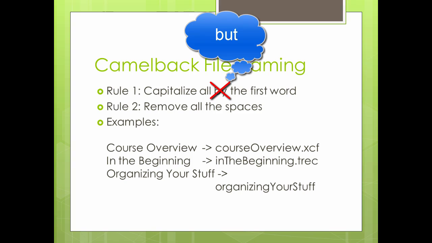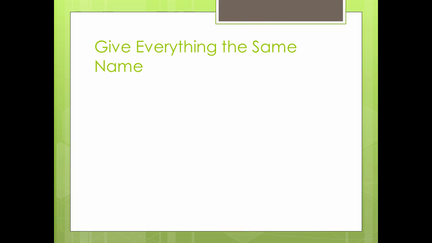Now, the final rule in organizing your stuff is to give everything the same name. If I'm putting together a course overview and I have GIMP files involved, I'm going to call them, using camelback naming, courseOverview.xcf and courseOverview.png. These are two common graphic file formats.